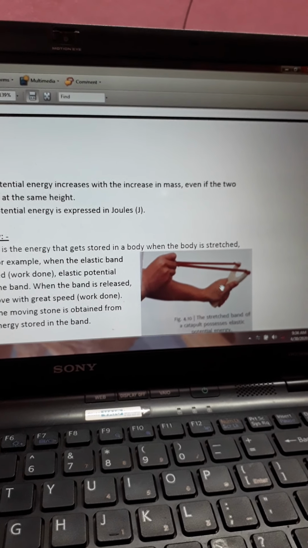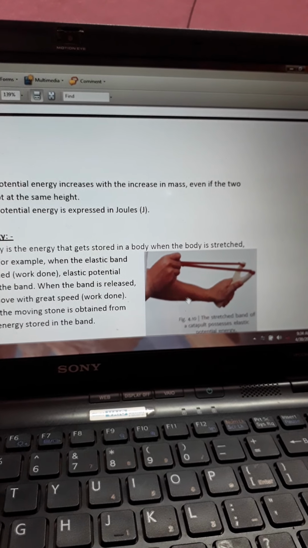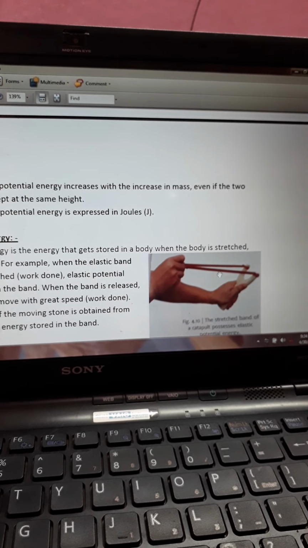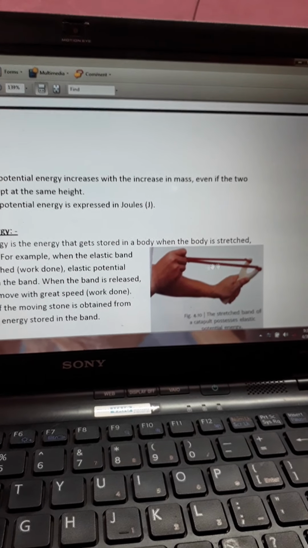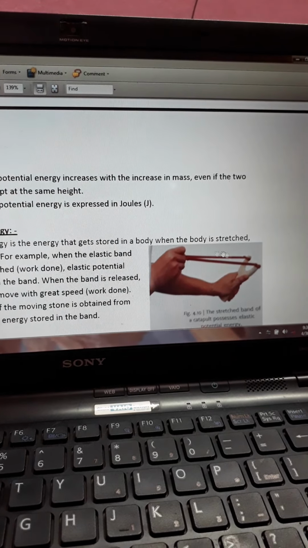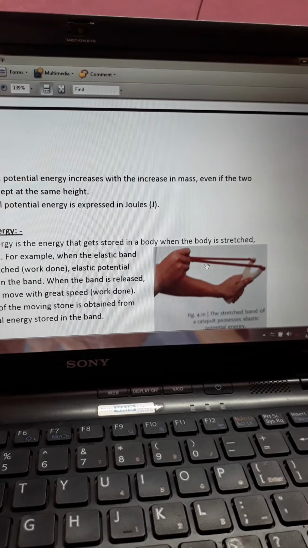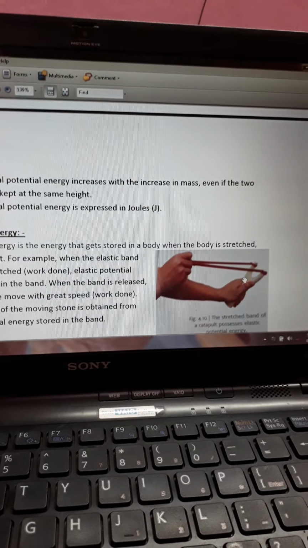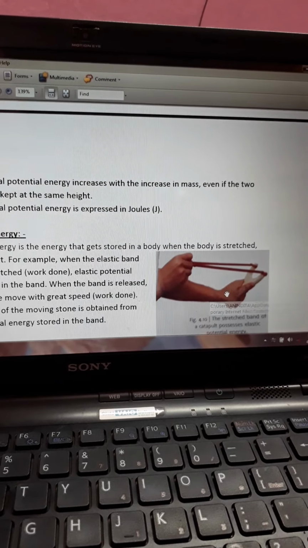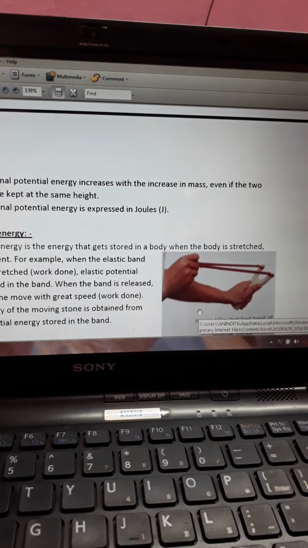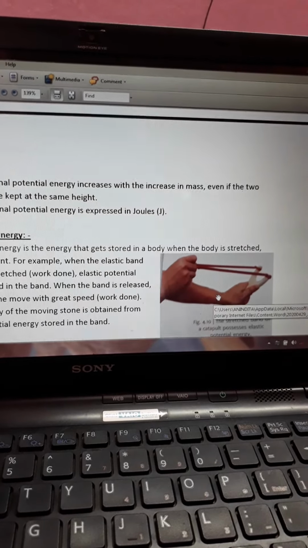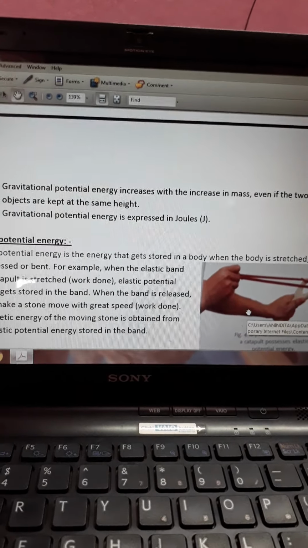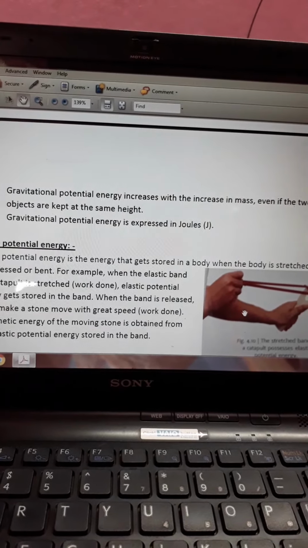So look at this picture. I think all of you know how this catapult works. If you want, you can do this experiment by using a small paper piece and a rubber band. You do this, and you will see how the small paper piece moves with great speed.